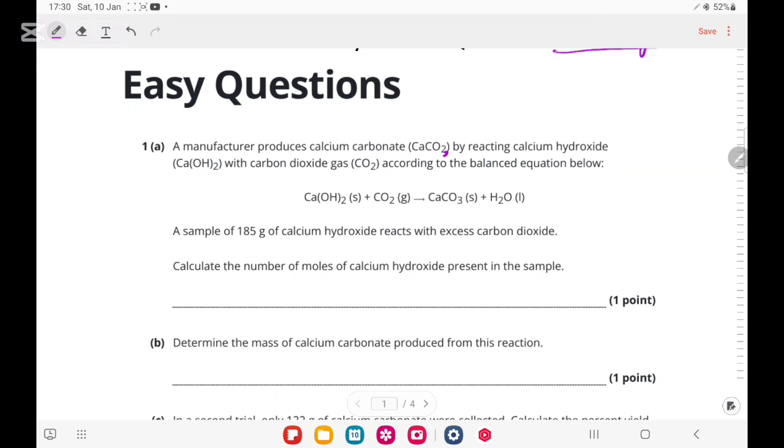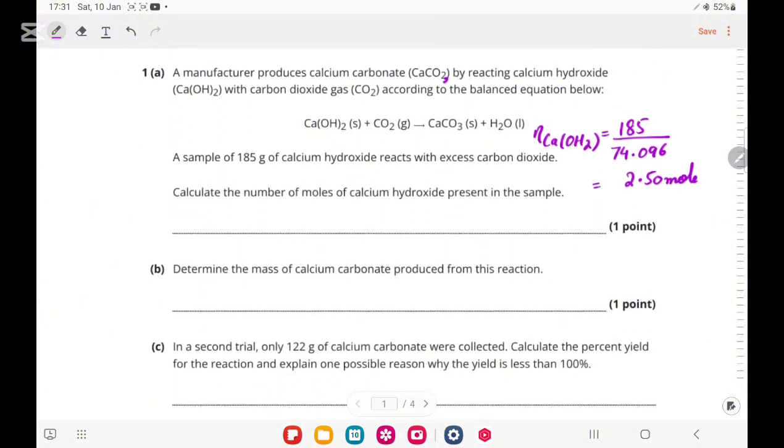So first of all, we need to find the moles of calcium hydroxide, and the formula is mass divided by molar mass. Mass is 185, and the molar mass of calcium hydroxide is 74.096, and the answer comes out to be 2.50 mole.